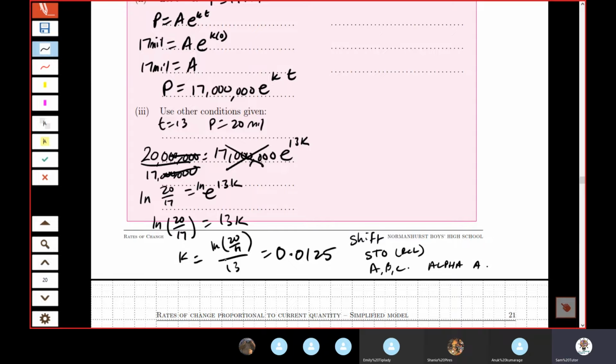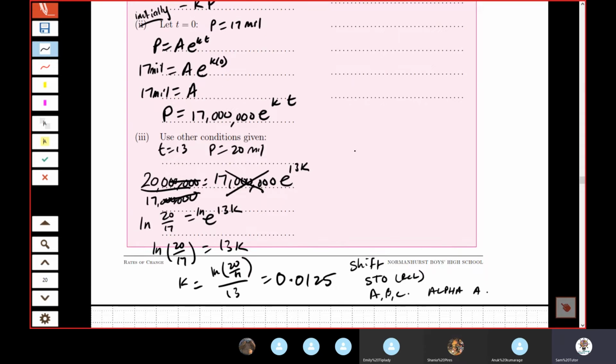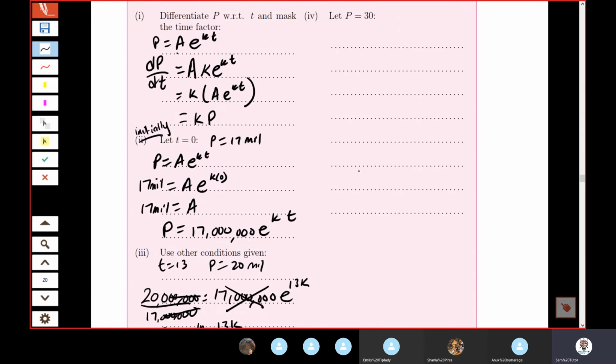So I personally wouldn't put all this into my calculator again. I'll just store it and I'll just retrieve it as alpha A. So I'm going to do that now. Shift store. It's locked in as A. Okay. All right. No questions there.